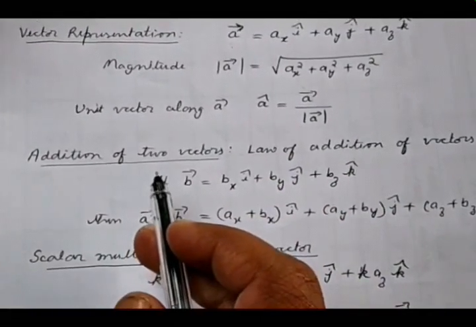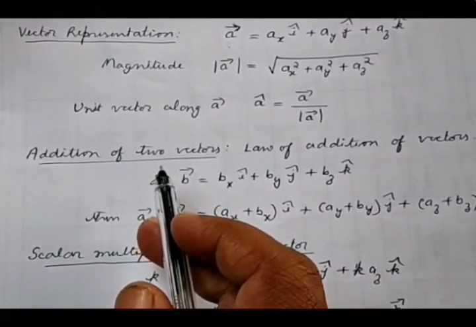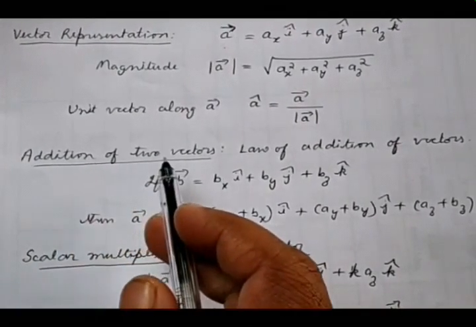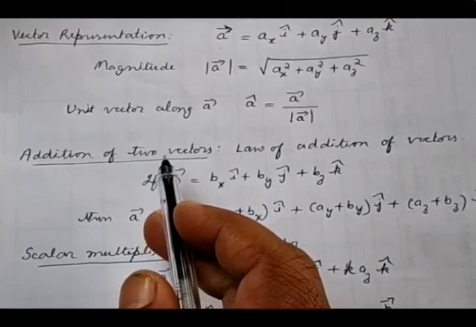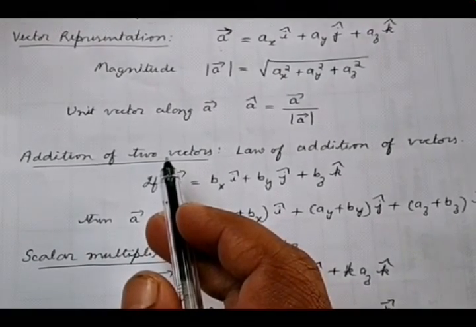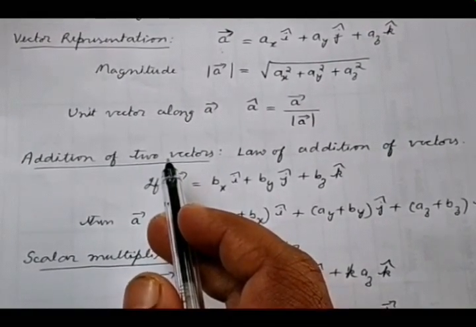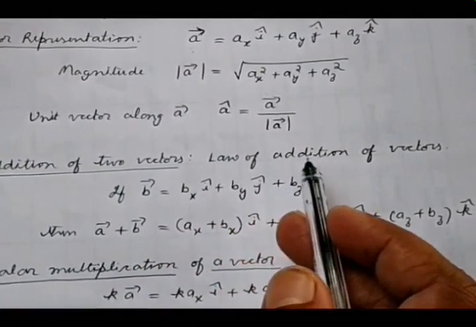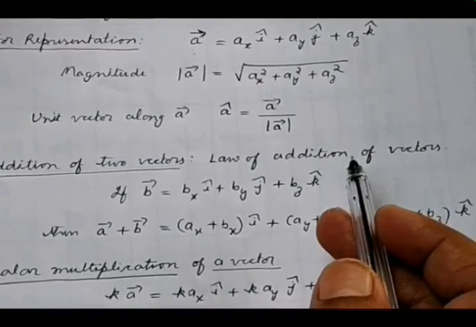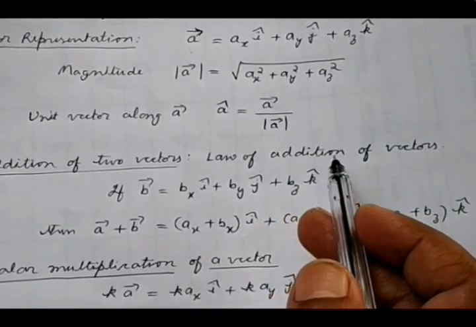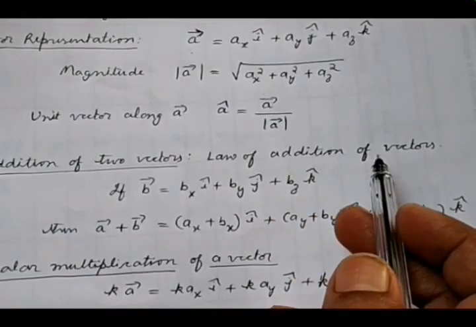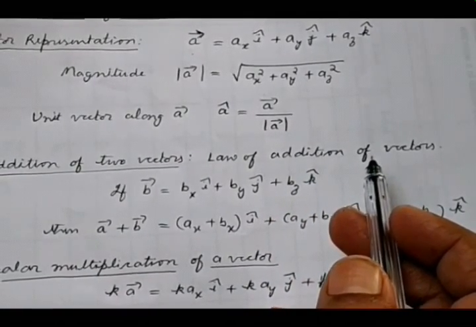Now let us see some of the operations which are performed using the vectors. Addition of two vectors. So if we have two vectors, how are the two vectors added? It is not similar to how the scalars are added. We have to apply the law of addition of vectors, which is either the triangle law of addition of vectors or the parallelogram law of addition of vectors in the geometrical method.